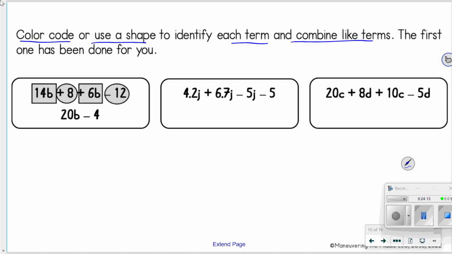The first one we did for you. So we used a shape. We did a rectangle around the terms that had a B. We circled the terms that were constants. And then we combined those like terms.